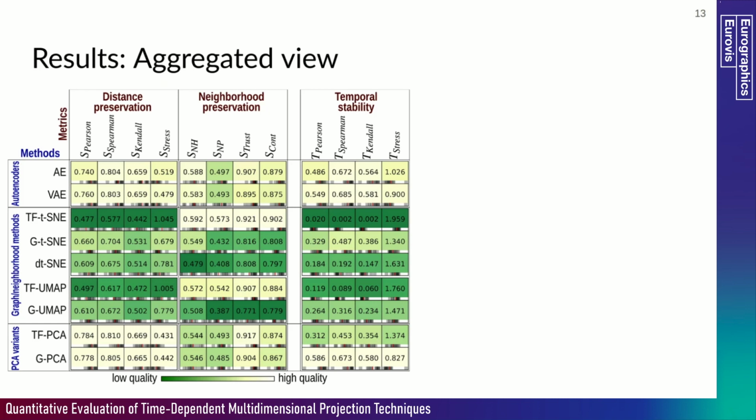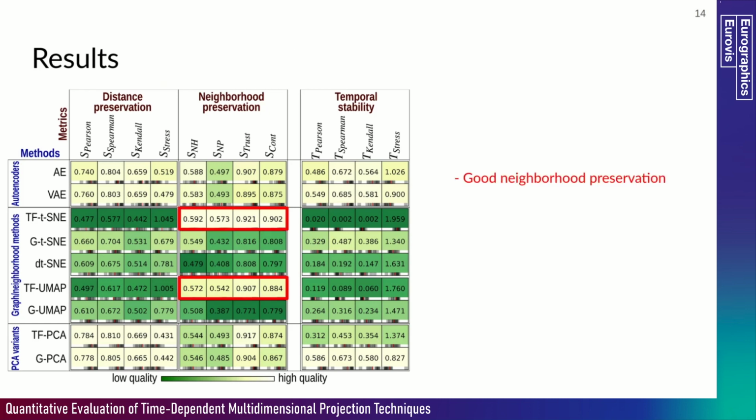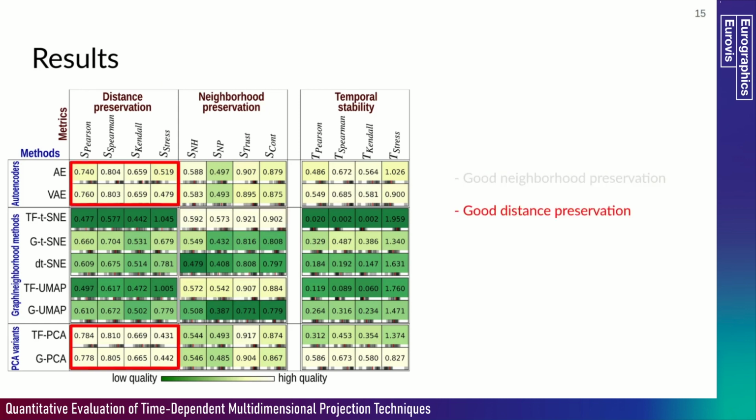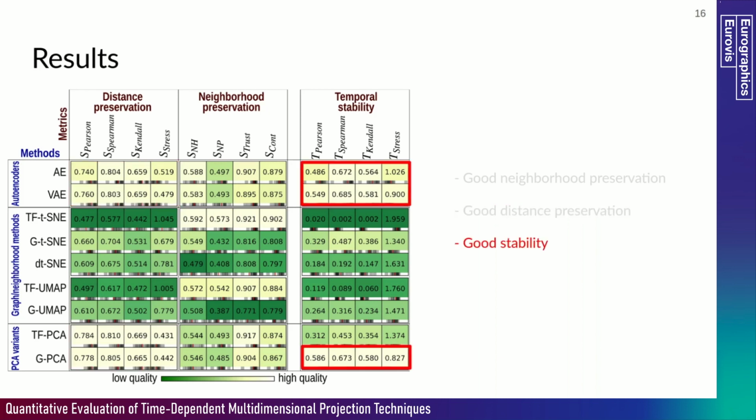For example, we see that timeframe TSNE and UMAP have good neighborhood preservation, while autoencoders and PCA are pretty good at preserving distances. These results are not unexpected due to the nature of the algorithms. In our study, though, we are especially interested in instability. Here we see that autoencoders and global PCA get the best results. To make things clearer, let's actually see these methods in action.